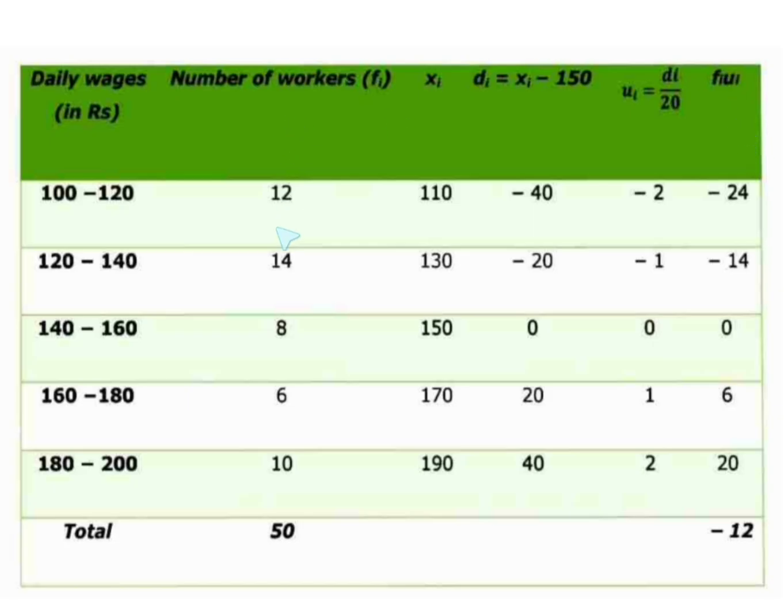Now this, f_i u_i. What is the f_i u_i? This is 12, and we should multiply with this last value. 12 into minus 2 is equal to minus 24. 14 into minus 1 is equal to minus 14. 8 into 0 is equal to 0. And 6 into 1 is equal to 6. 10 into 2 is equal to 20.